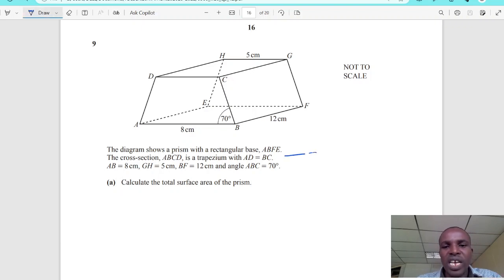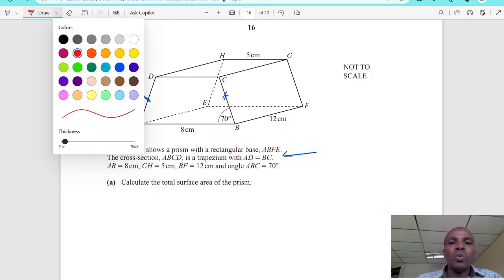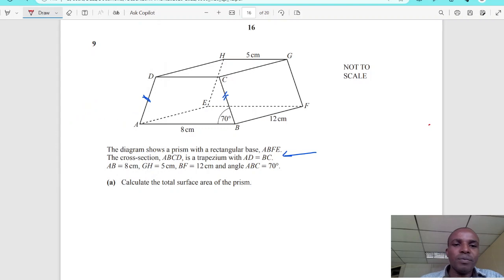It's very important: AD is equal to BC. You have to mark this and this. So this one is called an isosceles trapezium, with two sides equal or the same. Which means this angle will still also be 70, right? Then this side, let's say this side is 5 centimeters. So what happens for an isosceles trapezium?